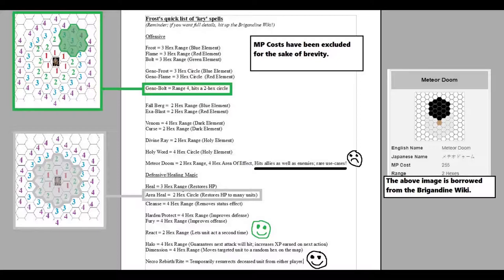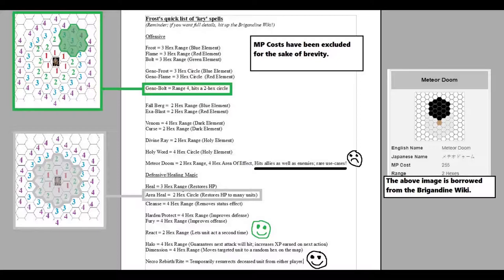Fallberg and Exoblast are heavy damage spells and only have a range of 2. Venom has a range of 4 and it can poison, which is very useful. Curse has a range of 2, deals a lot of damage, same with Divine Ray. Holy Word has a 4 hex area of effect. Meteor Doom, I had to borrow the image from the Brigandine Wiki because I wasn't about to try to draw that. And as you can see, it hits your own units, so that's why it's got a big frowny face on it.